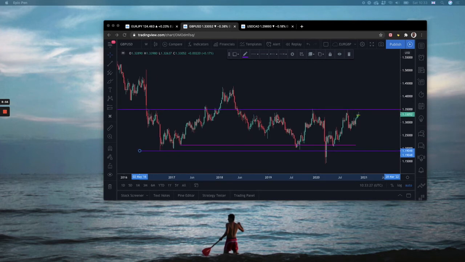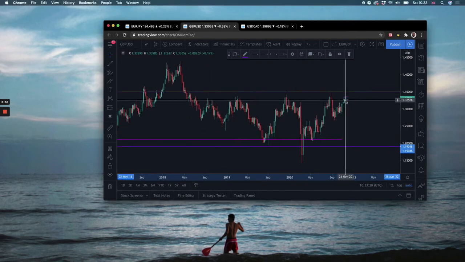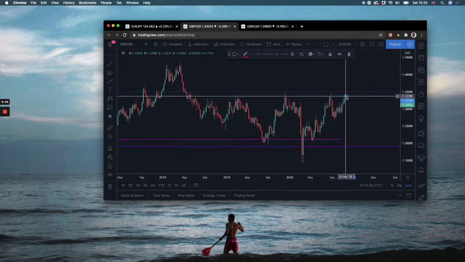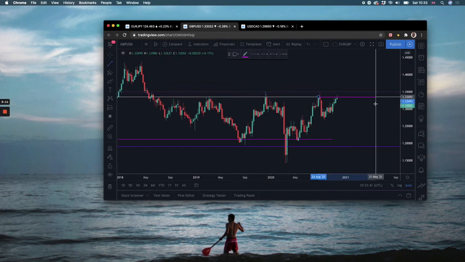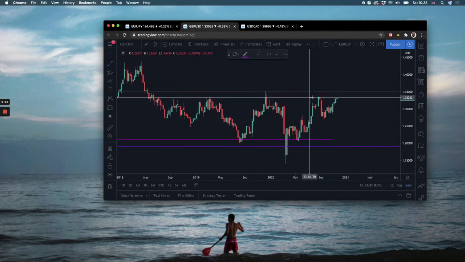Okay, you've also got buying climaxes here. So that buying climax is acting as resistance for the market here. As you can see, we failed to close above that level twice.